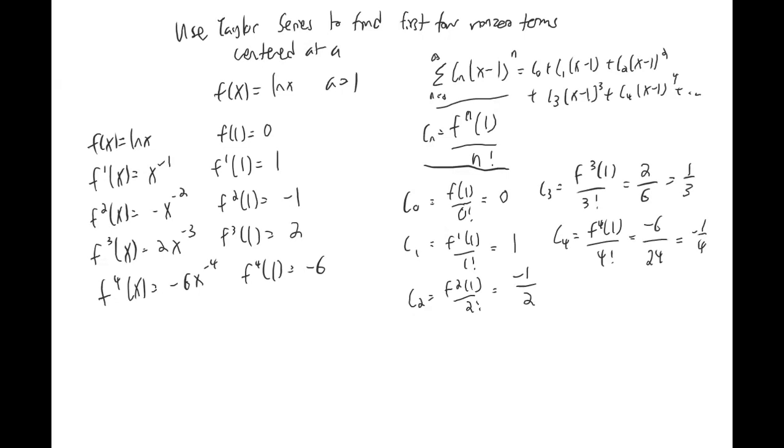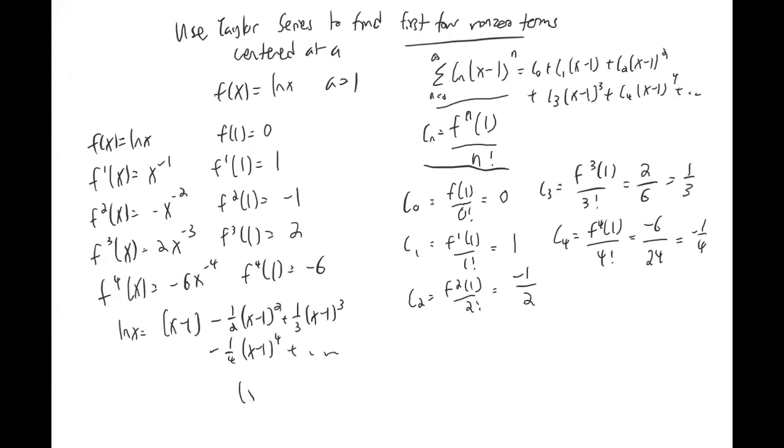So, natural log, at least for the first, C0 is 0. C1 is 1, so it's just x minus 1. C2 is -1/2. And then C3 is 1/3. Plus C4 is -1/4. And of course, you can continue to find C5, C6, but the point is we found the first 4 non-zero terms.